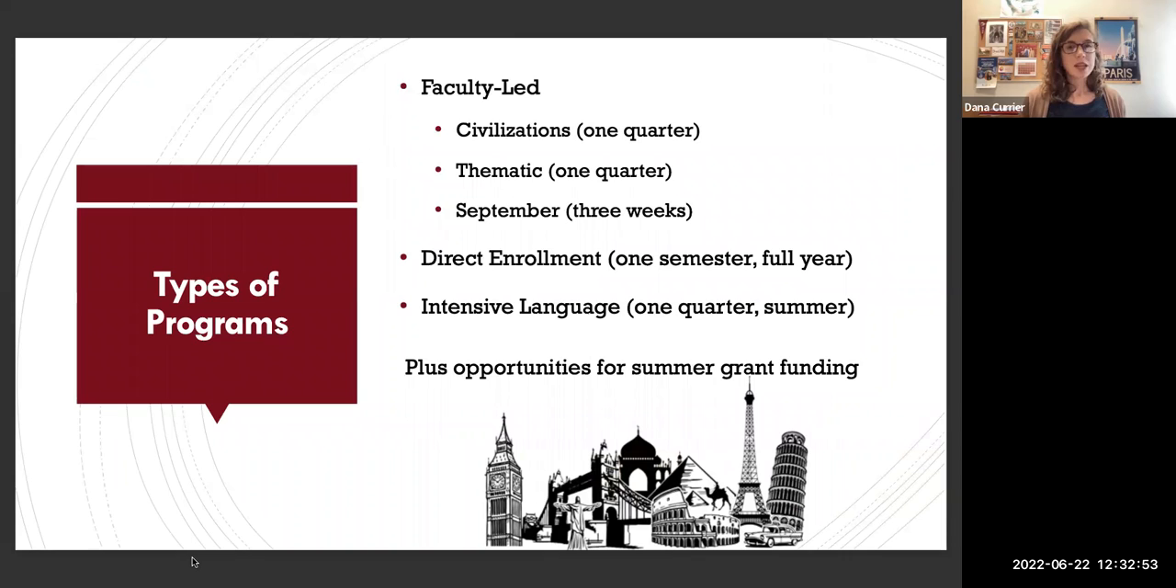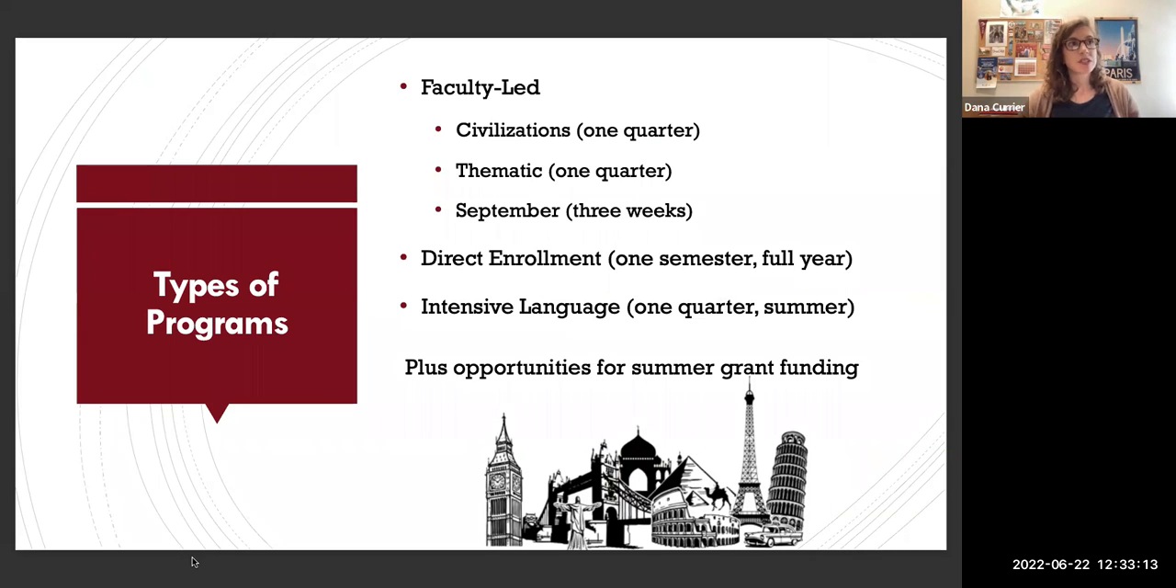We break down the types of programs that we offer into a couple of different categories. As I said, the majority of our programs are what's called faculty-led, taught by University of Chicago faculty just for Chicago students. Within that category, we break it down a little bit further.